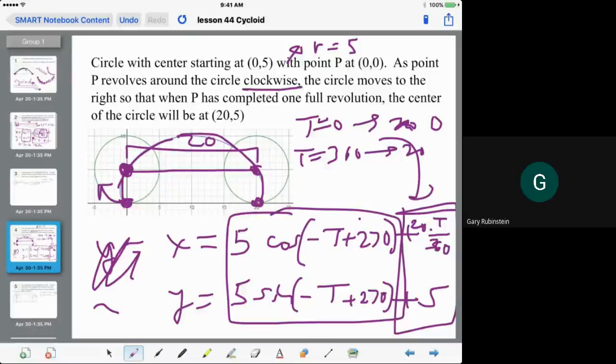270, because 0 would put the first point over here, but since this is starting at the very bottom, we can add 90, 180, 270 in order to get there. You could also put minus 90 instead of 270. So if you didn't have the 270, you would get a similar curve. It's just that it would start at a different spot, it would be shifted over, basically.